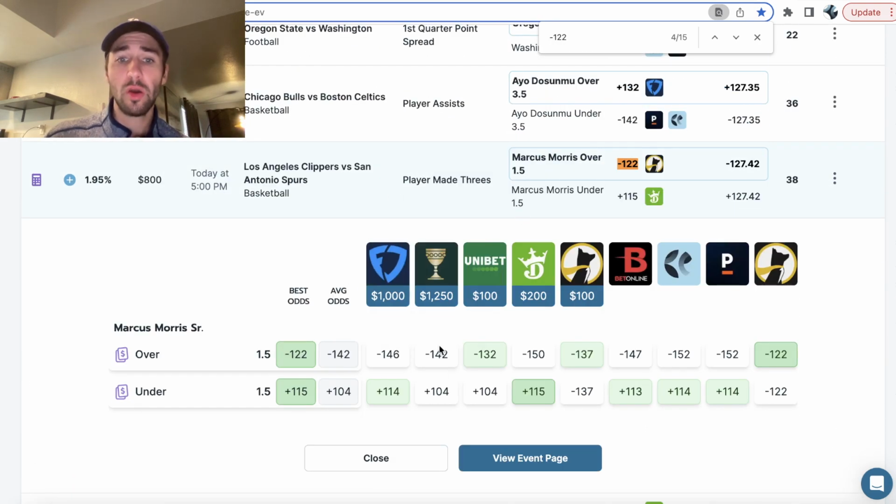Then this one, we have a lower EV percentage, but we have really high confidence that this bet is good because all the sportsbooks are aligned, right? They're all pricing this as roughly a minus 145 favorite, and we're getting minus 122.